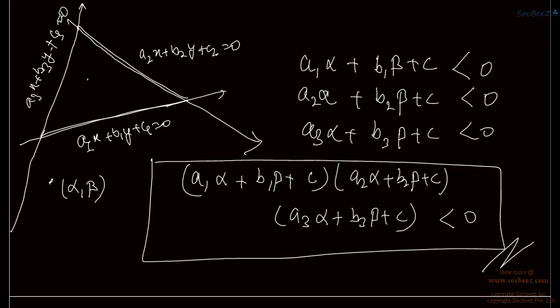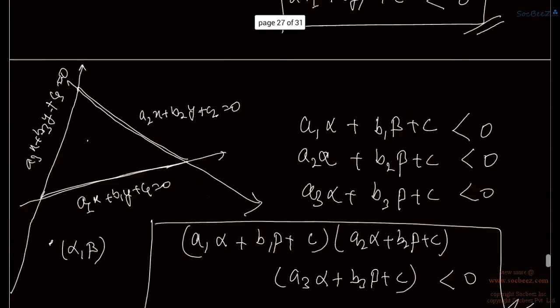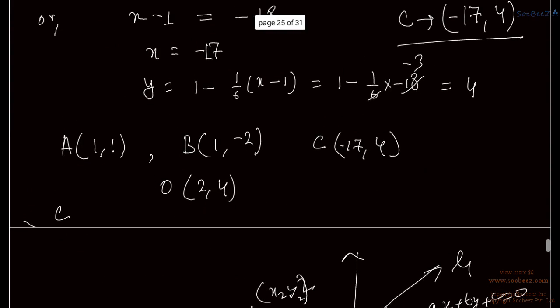And if a point alpha, beta lies inside a triangle, then for two sides it is in the lower half and for one of the sides it is in the upper half. So the product of these three expressions must be greater than 0. Using this concept, we are going to check whether the orthocenter lies within the triangle or outside the triangle. We have the coordinates of the vertices 1, 1; 1, minus 2; and minus 17, 4.